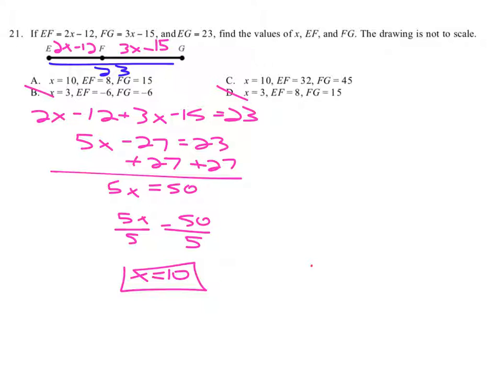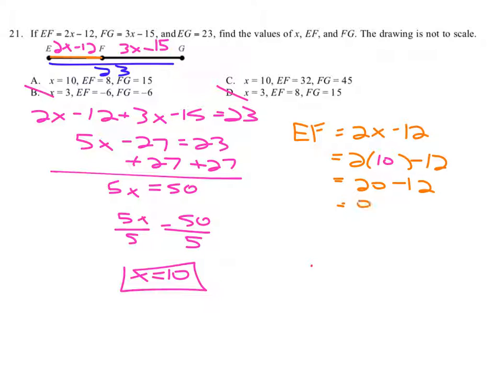Sorry, program got a little glitchy there, but we can eliminate B and D because they don't have x equals 10. Now we can say, let's take segment EF, the length of EF, which we'll say is right here, right? EF is equal to 2x minus 12, and 2 times, we found x to be 10, is 20 minus 12, or 8. EF measures 8. Okay?